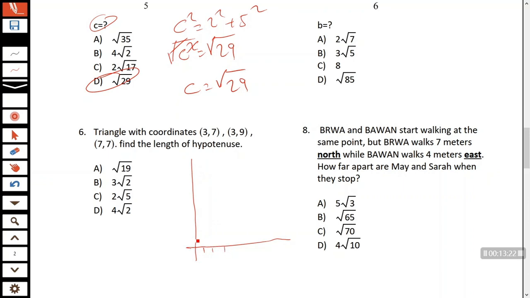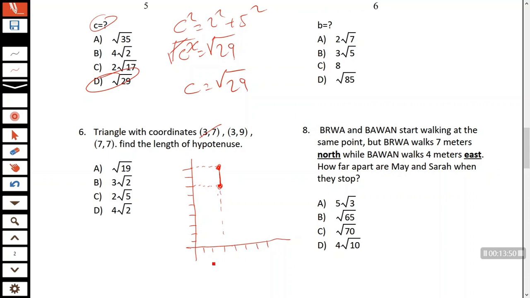So (3, 7). X is 3: 1, 2, 3. And 7: 1, 2, 3, 4, 5, 6, 7, 8, 9. I think that's enough. So (3, 7) is here, so I put this point. Okay, and (3, 9) is here. That's okay.